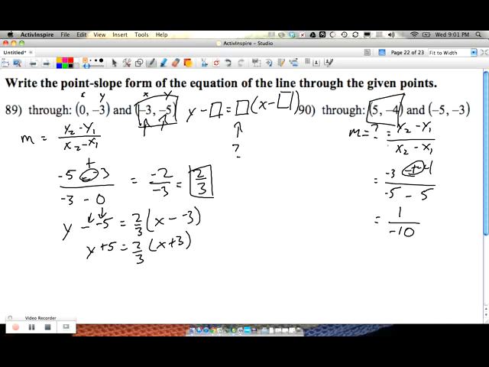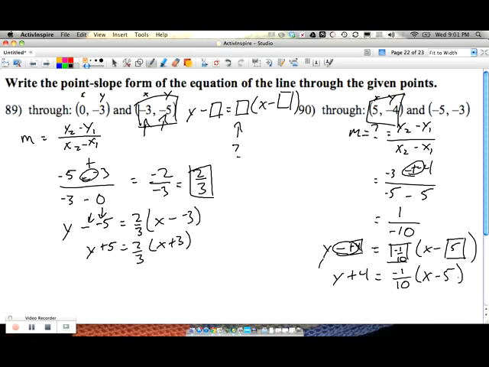This time I'm going to use the first coordinate for my x and y value. So when I plug them in, I'm going to have y minus a y value equals the slope times x minus an x value. The slope is -1/10. The y value is -4, and the x value is 5. Now if I were to simplify it, these two negatives would combine. We'd have y plus 4 equals -1/10 times x minus 5. That would be the final answer.